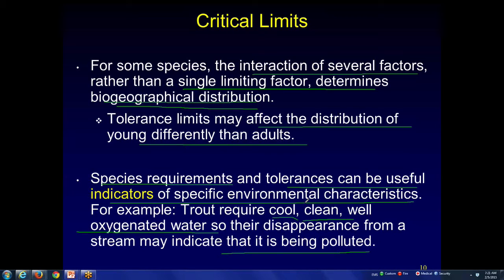The only time we get a muddy stream or river around here is because of construction, because of human activities, sometimes because of natural fires, but mostly because of human activities. So the trout can act as an indicator to tell us whether the stream is healthy or not.